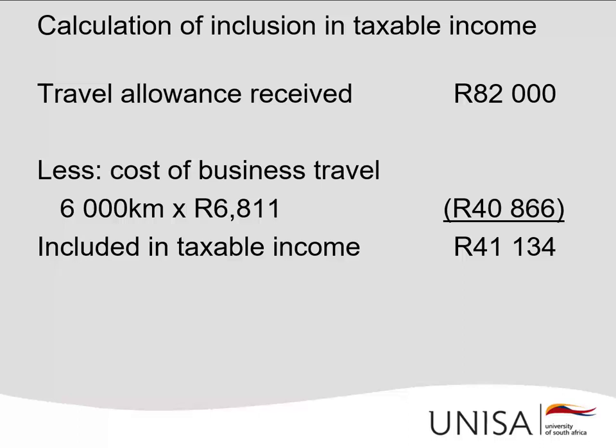This probably means that her employer is paying her far too high an allowance, and she won't have paid all the pay as you earn on it at this stage, and we'll look at that when we do remuneration and pay as you earn. But at this stage what you need to understand is that she's only expended 40,000 rand on business travel, and the rest will be included in her taxable income.